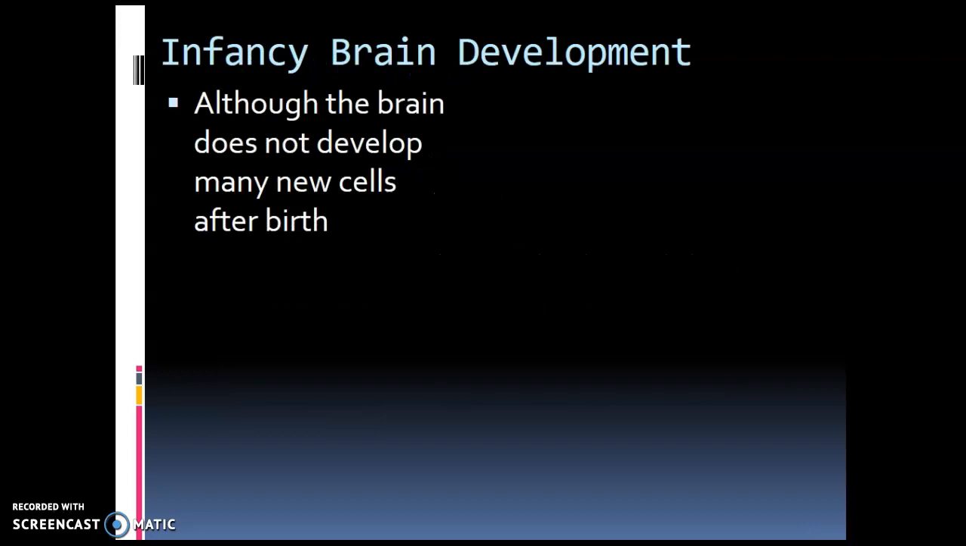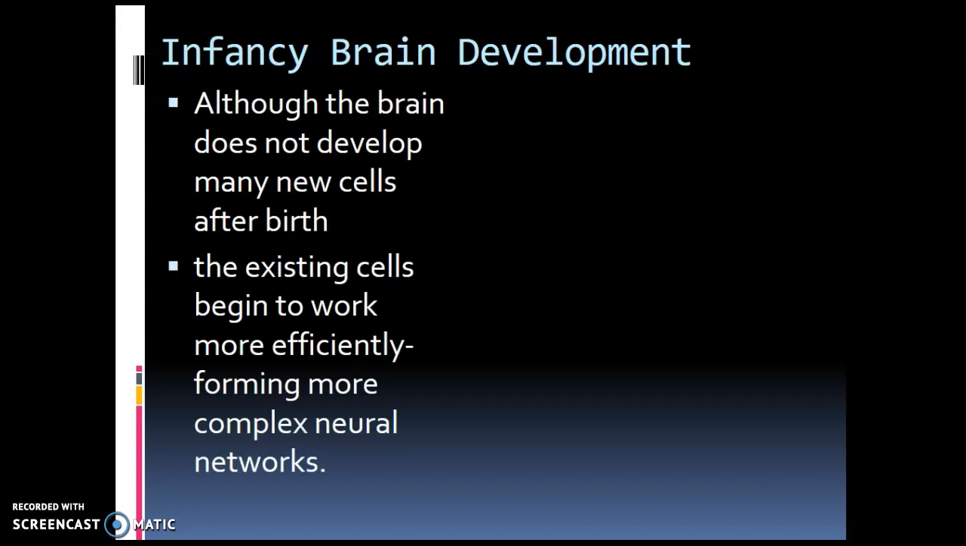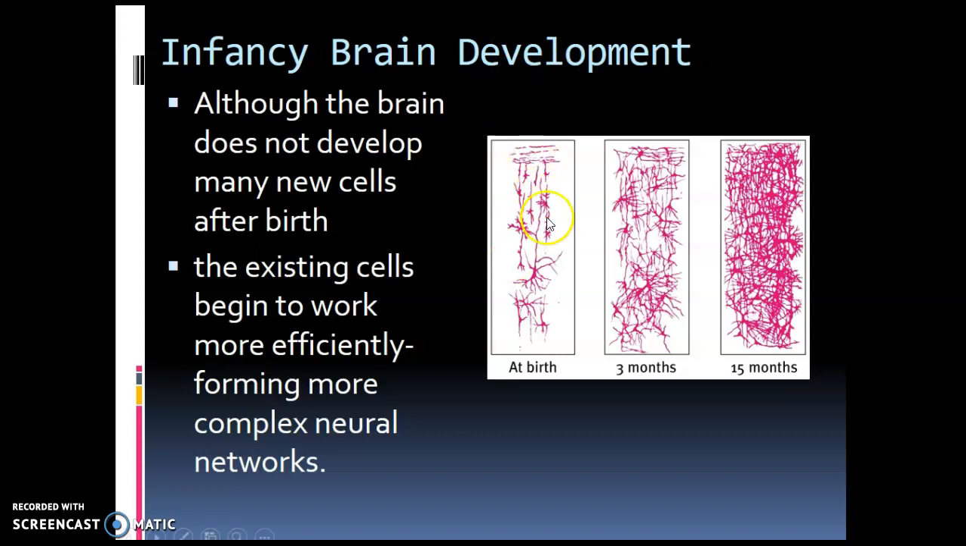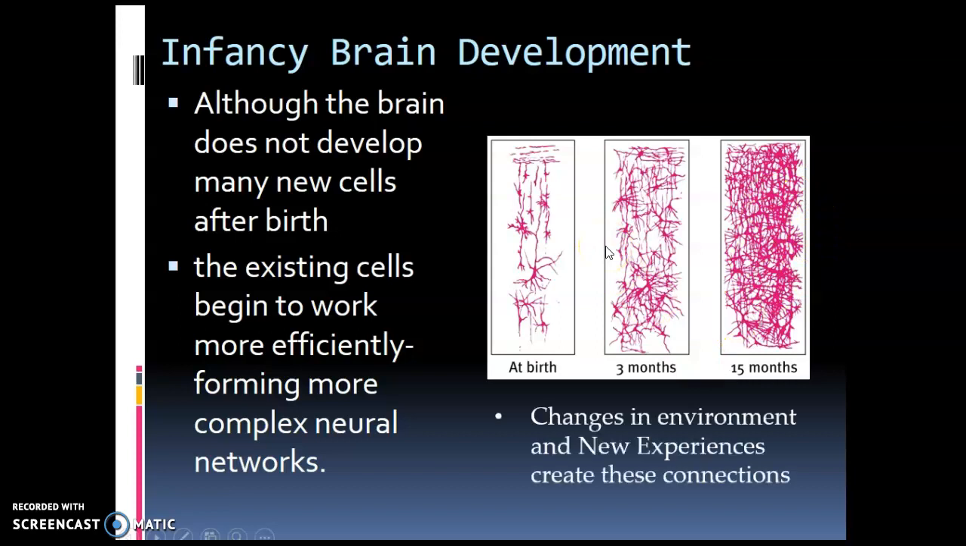When we look at infancy and brain development, although you're not going to develop new brain cells after birth, what will happen is the brain cells you have will begin to form networks, and that will make the brain more efficient. If we look at this picture here, you have the neural networks at birth, at 3 months, and then at 15 months you have a big burst. Part of that is because you're learning to walk and talk at this point, so your environment is getting bigger. Basically, whenever you form new experiences or new skills, you're going to develop new neural networks. So the changes in the environment, new experiences, are going to create these networks.